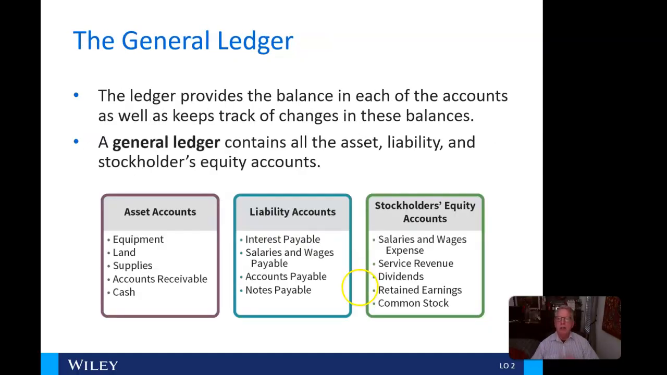Okay, the general ledger. The ledger provides the balance of each of the accounts, and it keeps track of the changes in those balances. Pretty straightforward there. That general ledger contains all the asset, liabilities, stockholders' equity, revenues and expense accounts. And you can see them here, all listed. These are the key ones, and you'll remember them all, hopefully, from your 101 course.